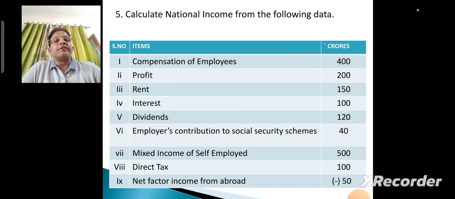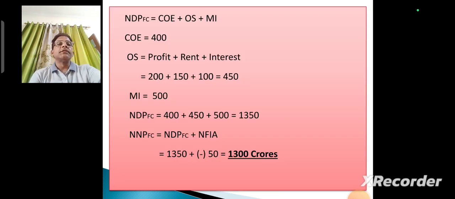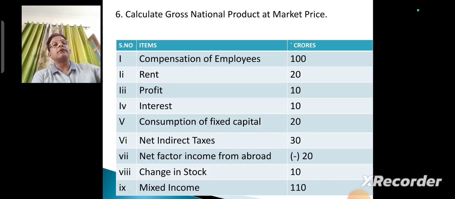Remember, in the calculation of national income, only the indirect taxes have significance. Direct taxes have no role to play in this, because direct tax is actually a part of the national income. And then you have NFYA. So you can see for yourself now. Calculation of operating surplus: rent, profit, interest only. Mixed income is given as one head, so NDPFC is the sum of these three, and then you have NNPFC after adding NFYA, which is negative, so 50 is being subtracted. I hope this is clear.